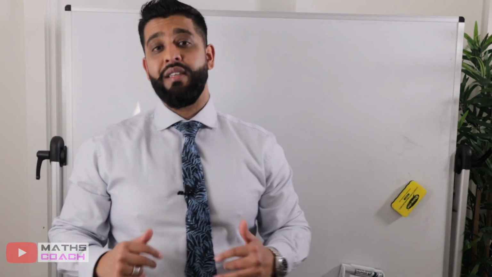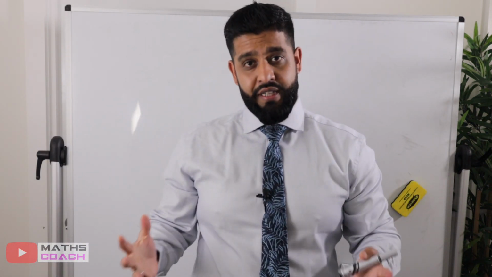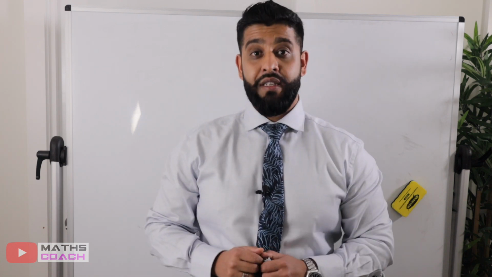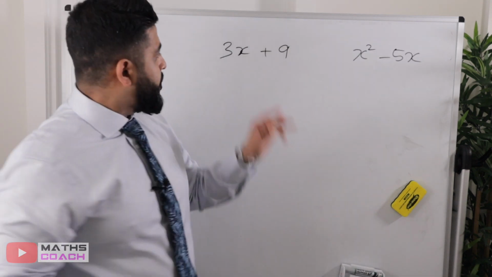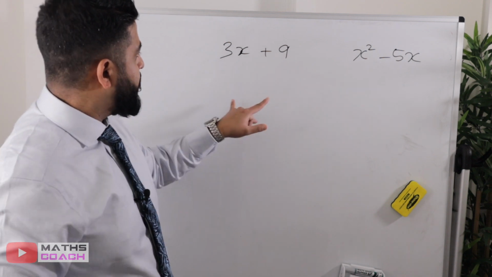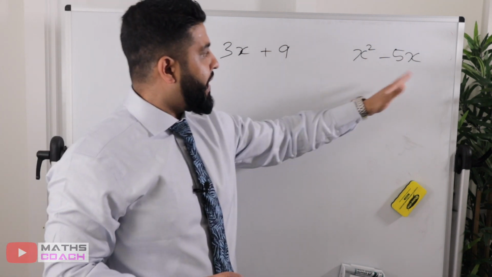So now that the basics have been established of what a factor is, let's now go and factorize expressions. All right, so behind me here, we've got two examples. We've got 3x plus 9 and x squared minus 5x.